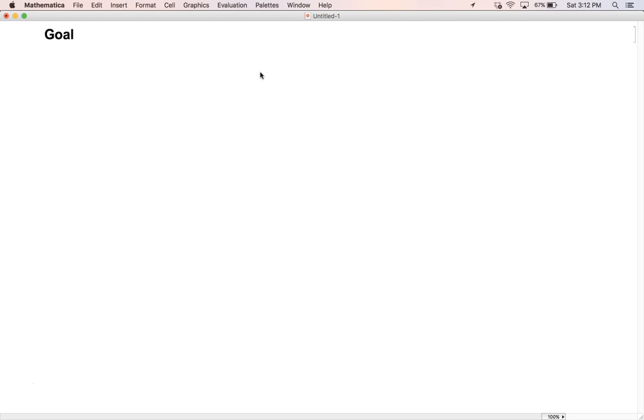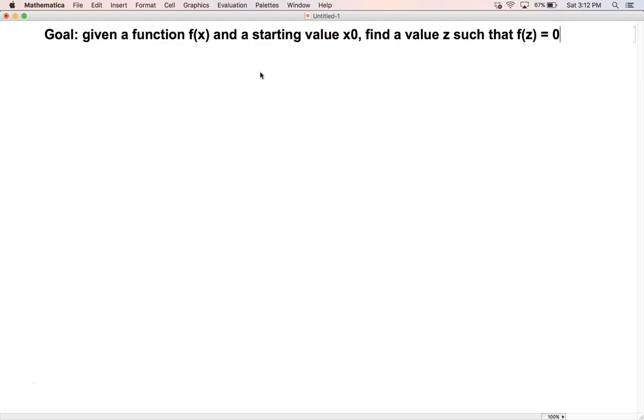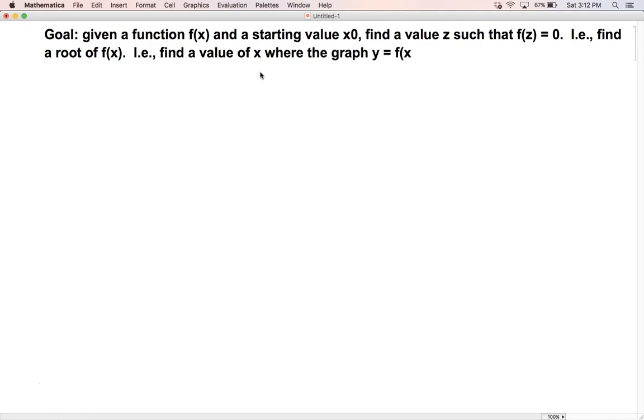So the goal is, given a function f of x and a starting value x0, find a value z such that f of z equals 0. In other words, find a root of f of x. Another way to say it is, find a value of x where the graph y equals f of x crosses the x-axis.